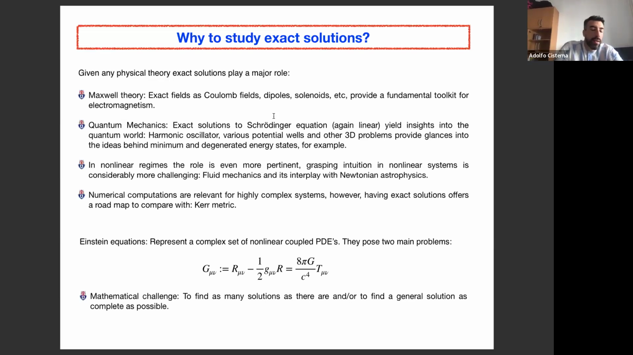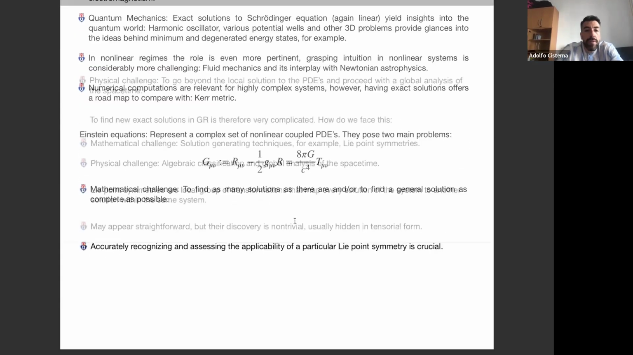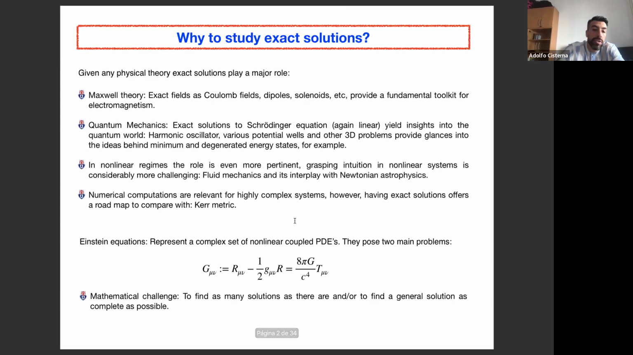Now, as I told you, we were mostly working in GR, so we will be dealing with Einstein equations. Even though in terms of fields and field equations it's the simplest of the theories, Einstein equations are already very complex. They are given by a complex set of nonlinear coupled PDEs. And when you are solving these equations, you have two challenges to face.